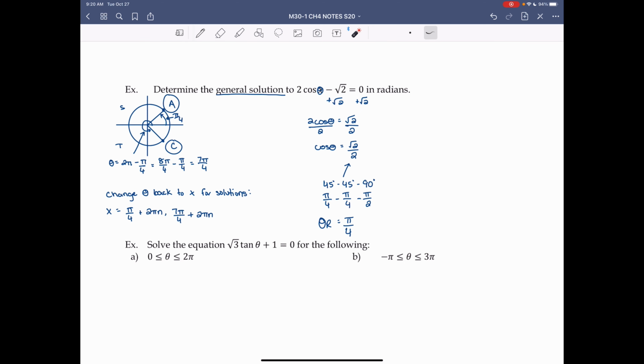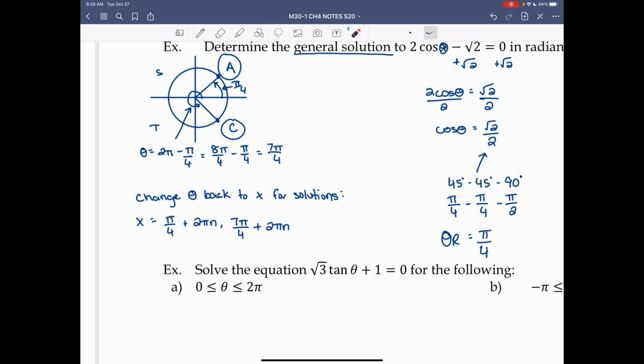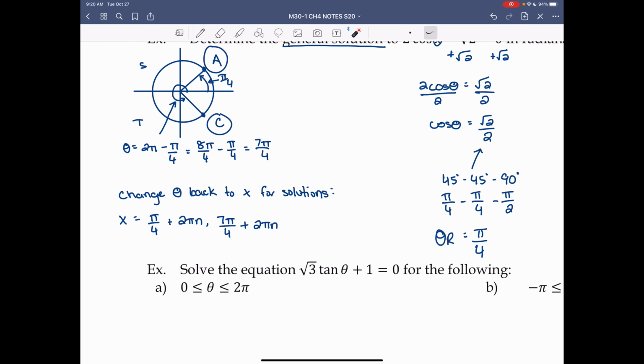And then same idea with our second angle, 7 pi over 4. We're going to 7 pi over 4. Then we're adding a full rotation to get back to that. And we're adding another full rotation, or going in the negative direction, adding a full rotation, etc., etc. And then we need to state that for these, we have that n is an element of the integers. So there's our general solution.